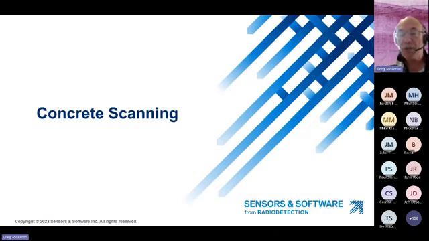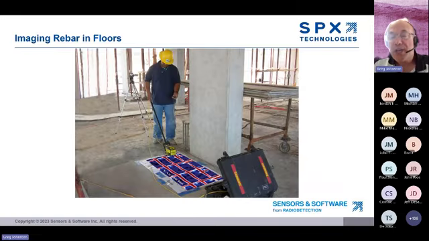Okay, let's start with arguably the second most popular application of GPR, concrete scanning. Concrete is a good medium for GPR penetration for about 30 to 80 centimeters or maybe 12 to 18 inches. Sometimes you can see deeper in concrete, but it can often be challenging. GPR can image objects within the concrete. This means rebar, conduits, post-tension cables, and other objects.